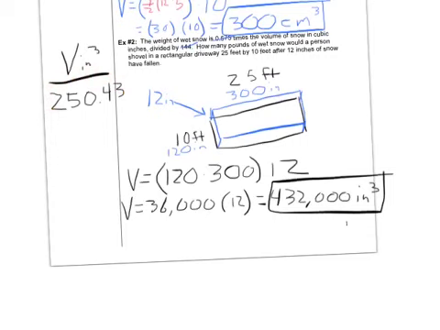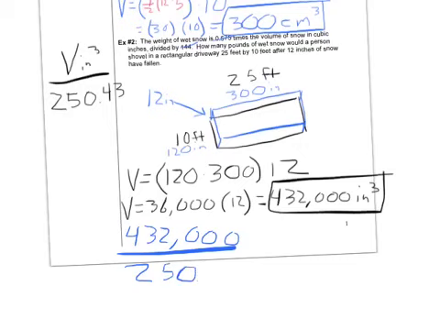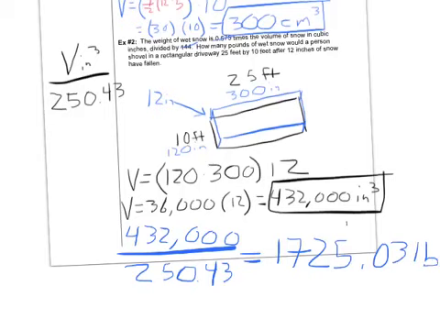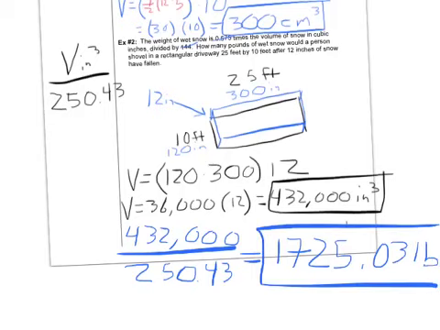So if I was to take that 432,000 and divide it by 250.43, that should give me my pounds. So divide that by 250.43 in my calculator, and I'm getting back approximately 1725, and then about 0.03 pounds. There you go. That's how we can convert that to pounds.